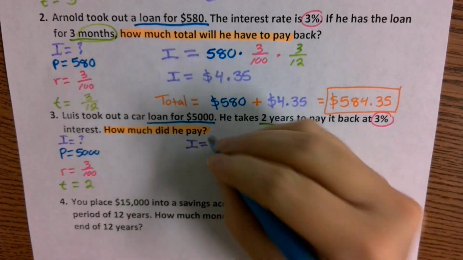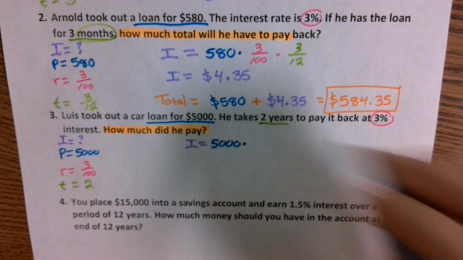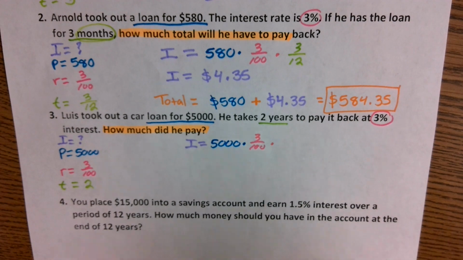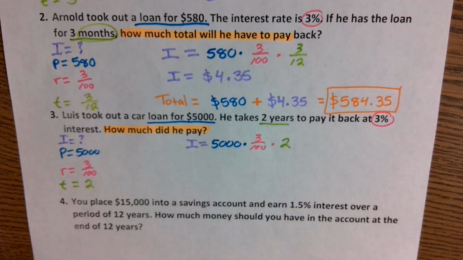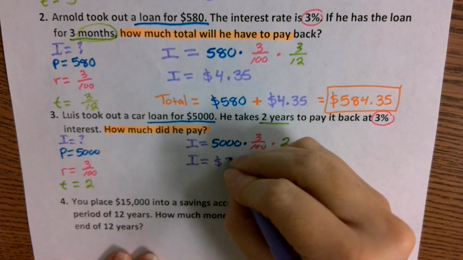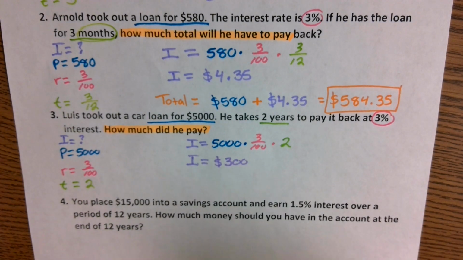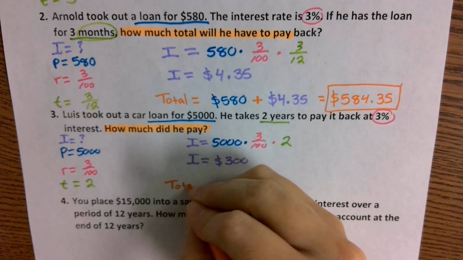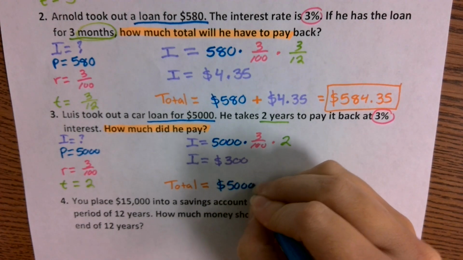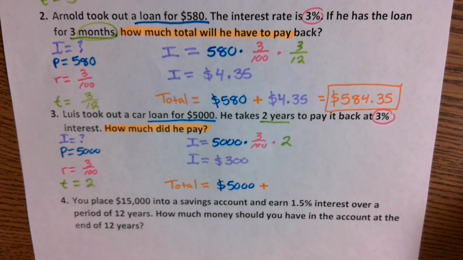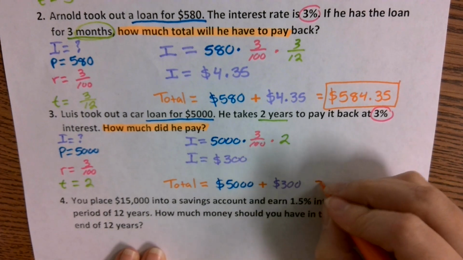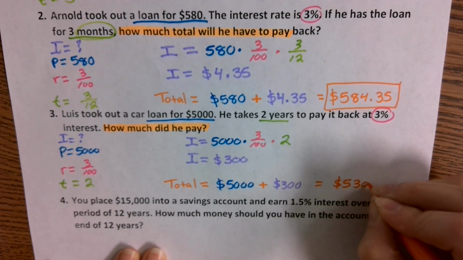So we're going to do 5,000 times my rate, 3% over 100, times my time of 2 years. So the amount of interest that he's going to be charged is $300 in interest. Now for the total, how much he totally pays back. We have to take his $5,000 that he borrowed and add the interest onto it. So he's going to owe $5,300.